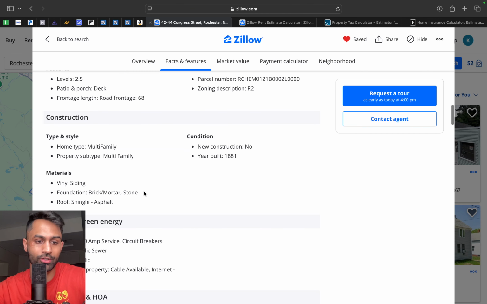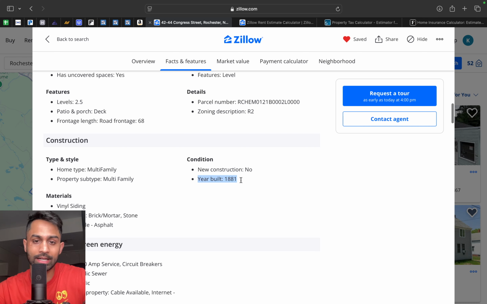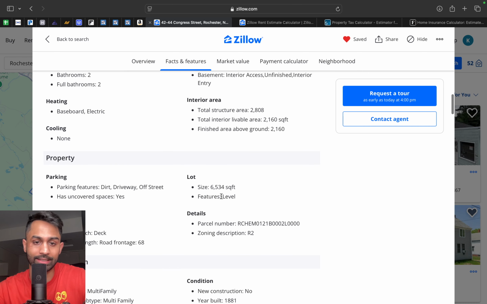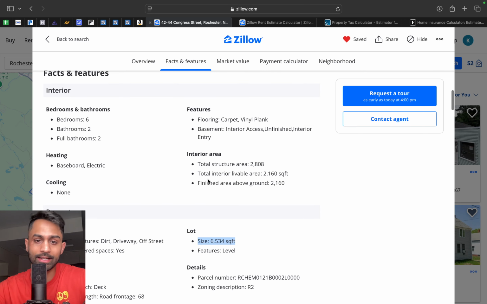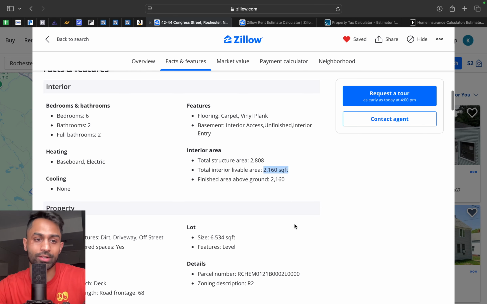Again, there's going to be some construction, so built in 1881. It's not a new construction, obviously. We've got the entire lot size at around 6,534 square feet. Interior area of 2,808. Interior livable area is 2,160, which is exactly what's listed on this property listing here.